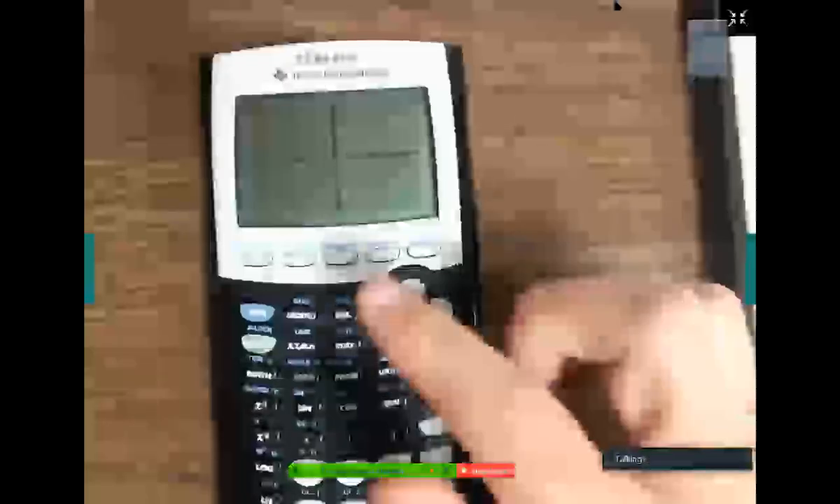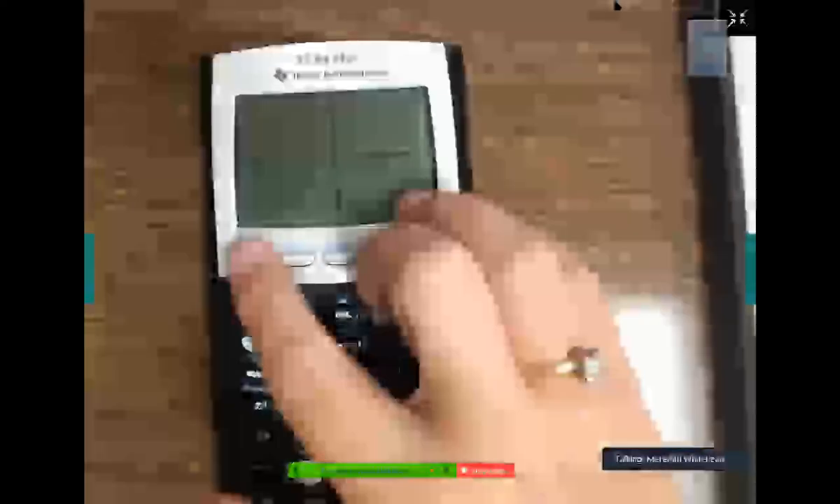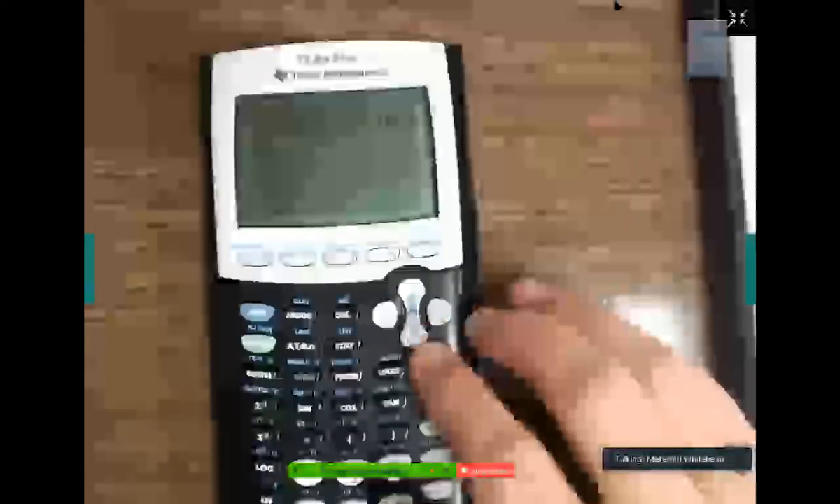It's like if I just hit graph, I can't see them. Because where did I put these? I put these in stat, right? So I need to turn my stat plot on to be able to see them. Let me clear that out.